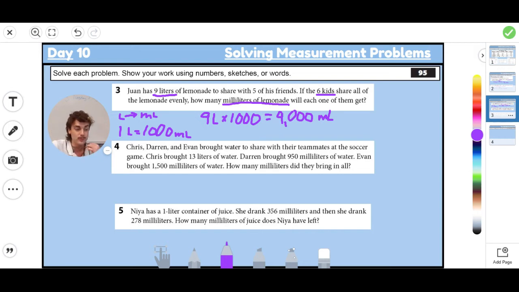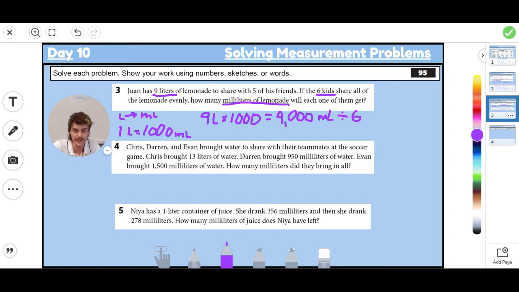This is again why it's super important that we read the whole problem. If the 6 kids share all of the lemonade evenly, how many milliliters of lemonade will each of them get? Okay, so that means that we're going to have to divide this, or I can write it like this. We're going to have to divide this by 6.